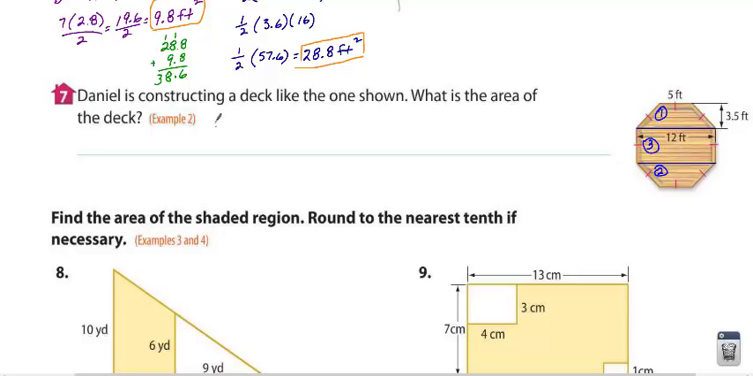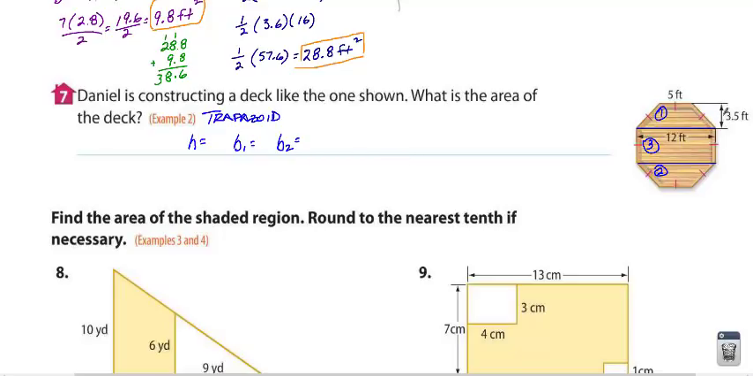For the trapezoids, so remember, when you do a trapezoid, you need to know the height, you need to know the first base, you need to know the second base.